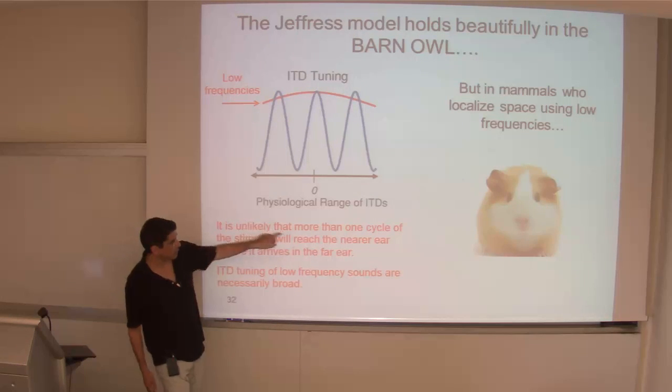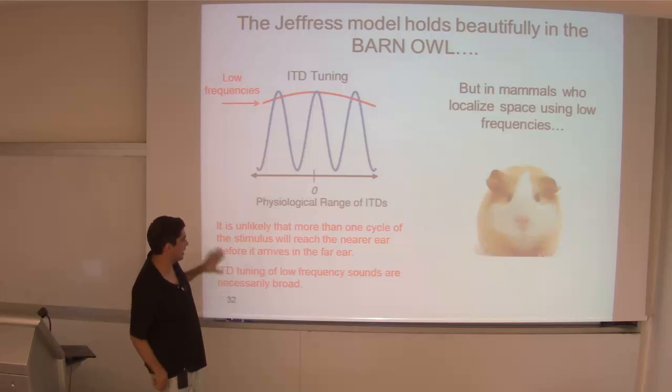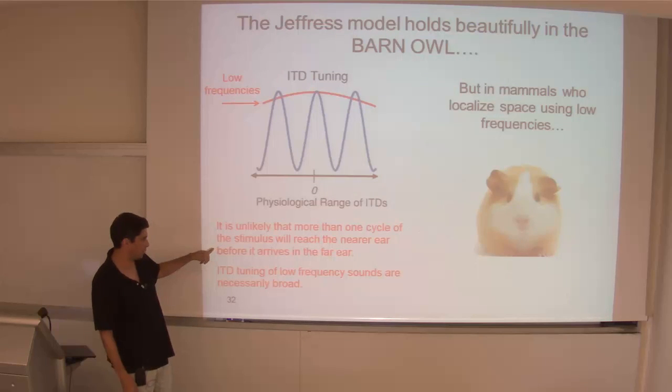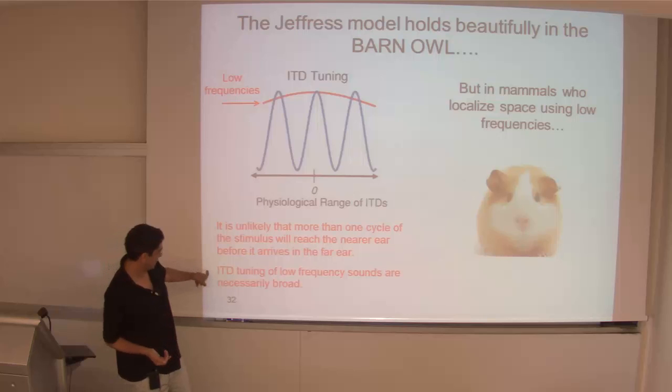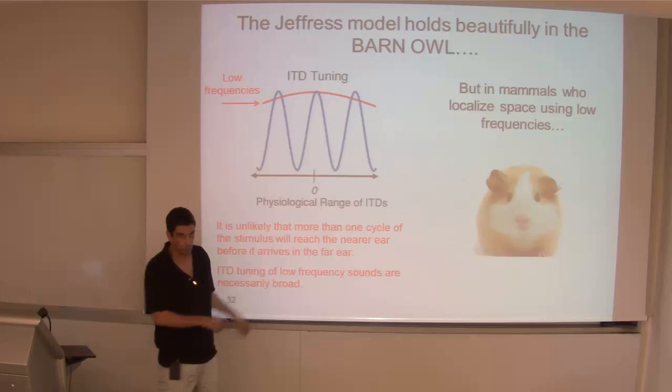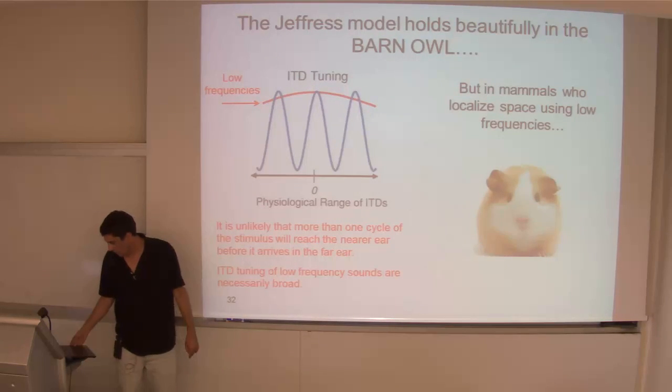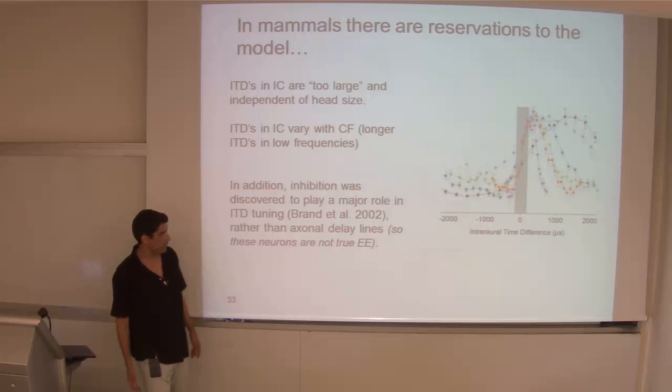So when you look specifically at the gerbil, it is unlikely that more than one cycle will reach the near ear because we're working at low frequencies. And the ITDs are very broad compared to the barn owl. And people were recording from it, and that's one thing.